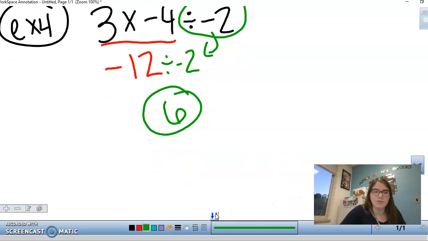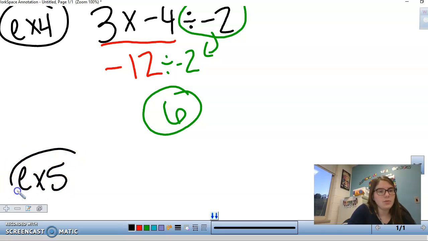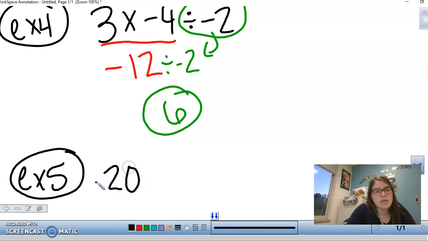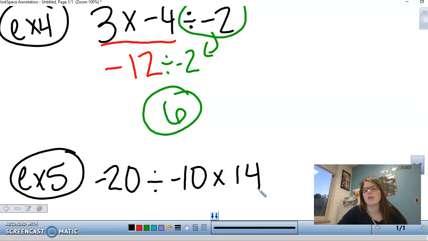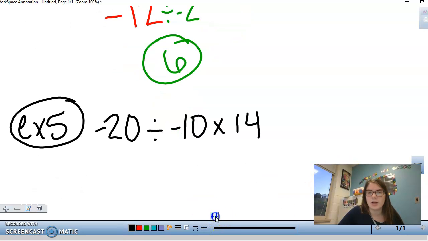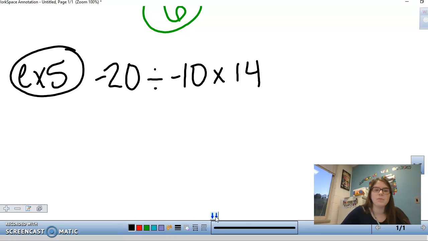All right, let me give you one for you to try. So example 5, go ahead and give this one a whirl. Let's do negative 20 divided by negative 10 times 14. So go ahead and pause and try it, and once you're done, you can unpause it and see if you got it right.